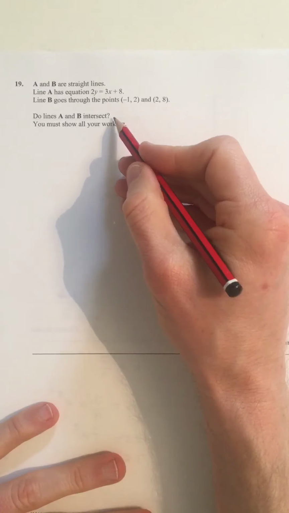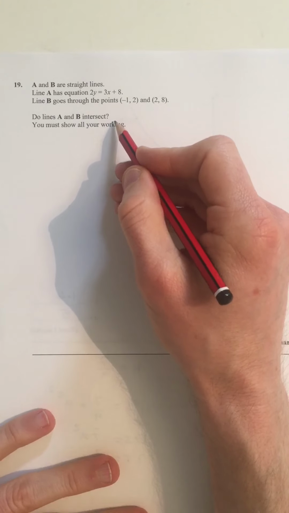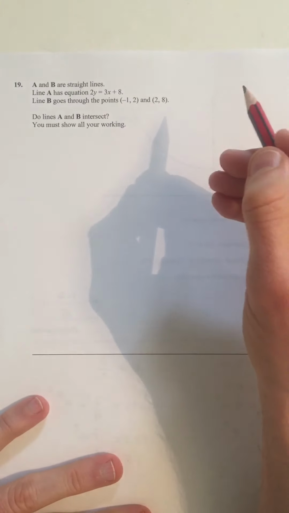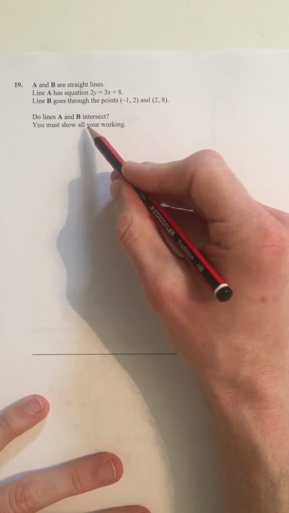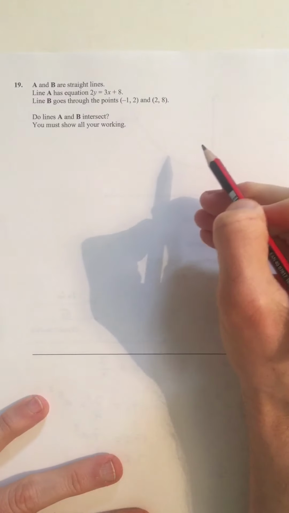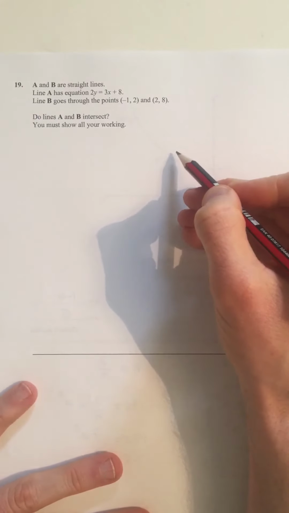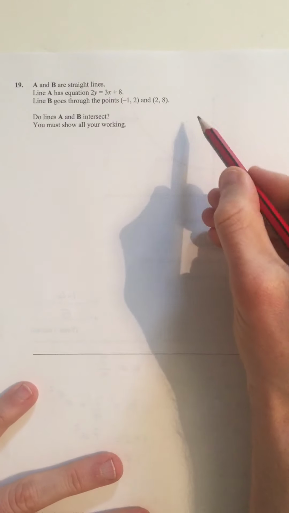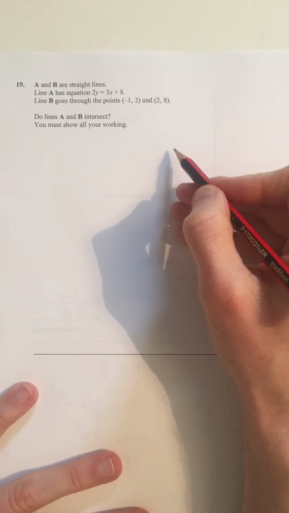Well, all I actually need to do to say whether they're going to intersect or not is to see whether they're parallel. Because if the lines are parallel, I can say no, they won't intersect. If the lines are not parallel, then I can say for certainty that yes, they have to intersect. The only way that lines don't intersect is if they're parallel. If they're not parallel, they must.